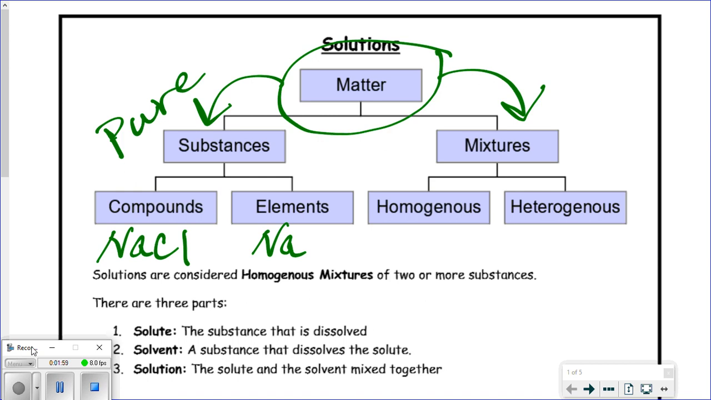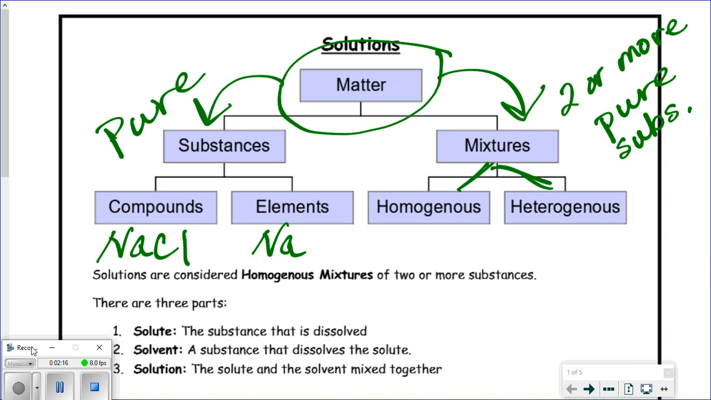Mixtures, on the other hand, are if we have two or more pure substances. And if you recall, we broke those into two little categories there. We had homogeneous mixtures and we had heterogeneous mixtures. Heterogeneous is ones that you can kind of see the different parts, like Rocky Road ice cream, rocks in dirt, you can pick out parts and pieces. Homogeneous is when everything is evenly distributed.